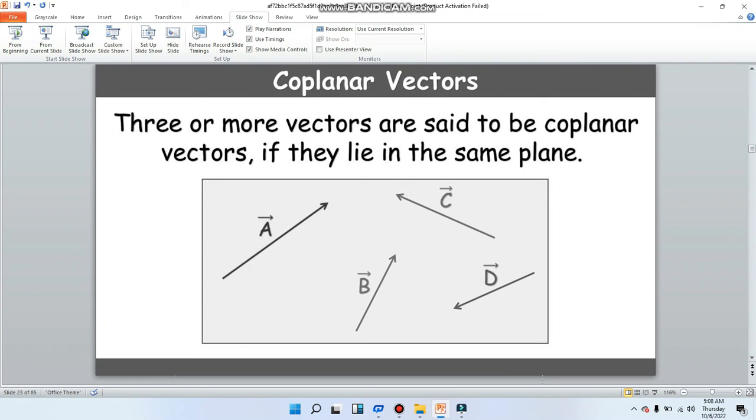Coplanar vectors. Three or more vectors are said to be coplanar vectors if they lie in the same plane. For example, the vector A, B, C, D are in the same plane. This one plane has four vectors A, B, C, D. That's why these four vectors are called coplanar vectors.